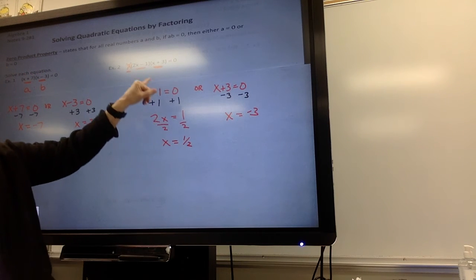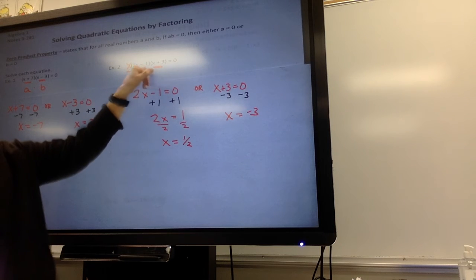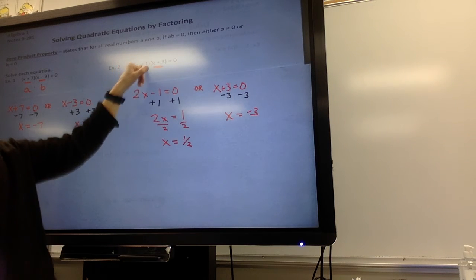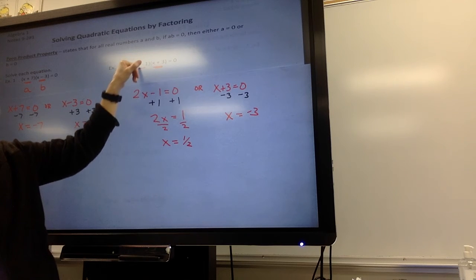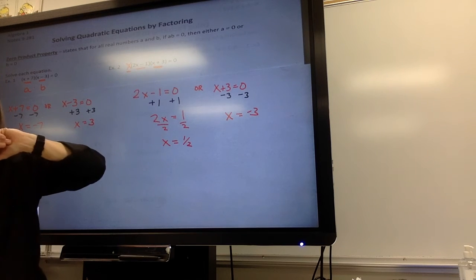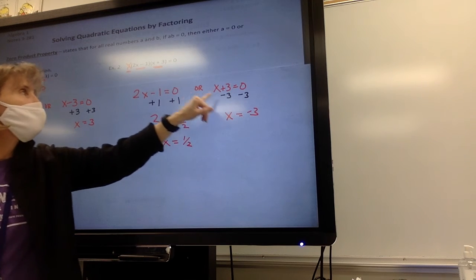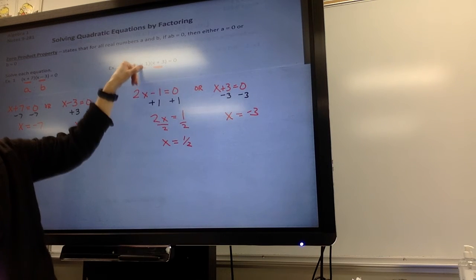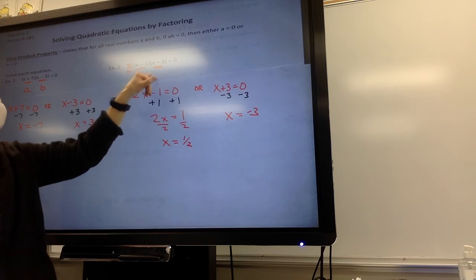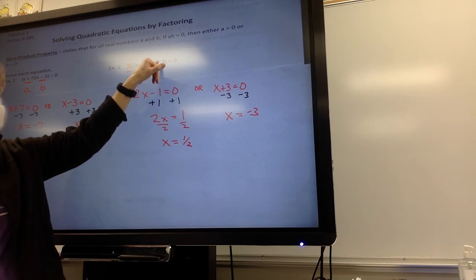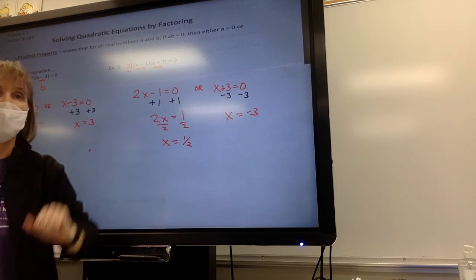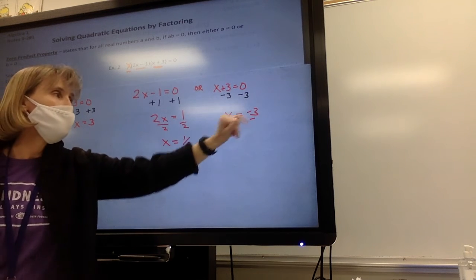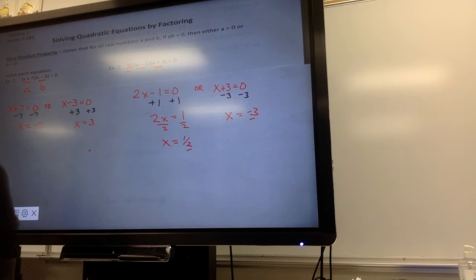If I were to plug a 1/2 into that equation for x, this first quantity I would get a 0 out of, and this would be 3.5, but 0 times 3.5 is still 0. And if I plug the negative 3 in, I would get a negative 7 out of this first group, but if I put the negative 3 in here, I would get 0. Negative 7 times 0 is still 0. So you have two values that will produce a 0 in that equation.